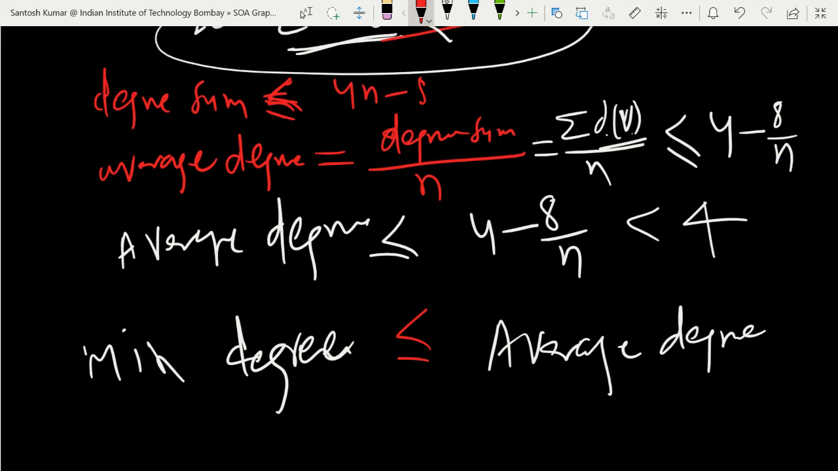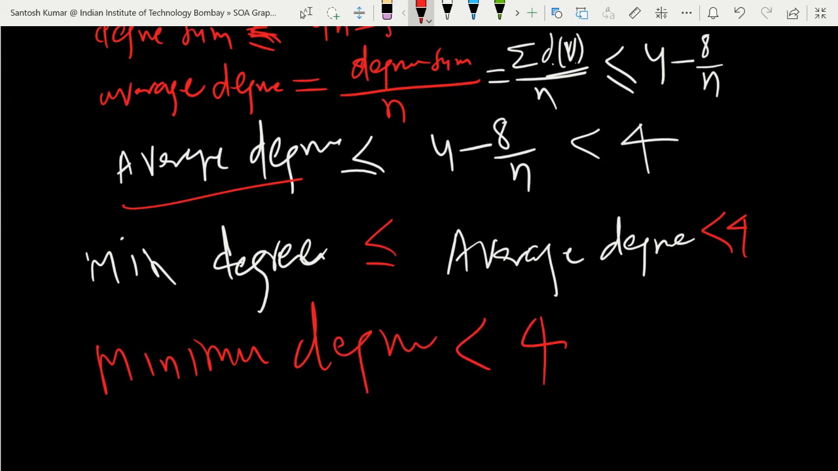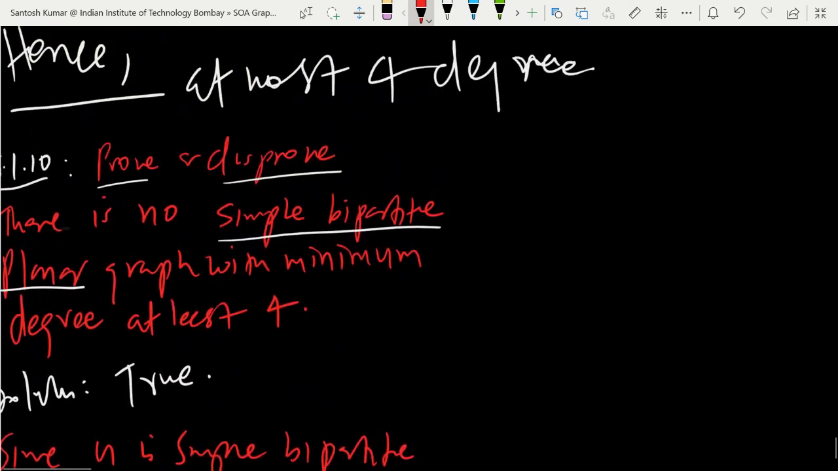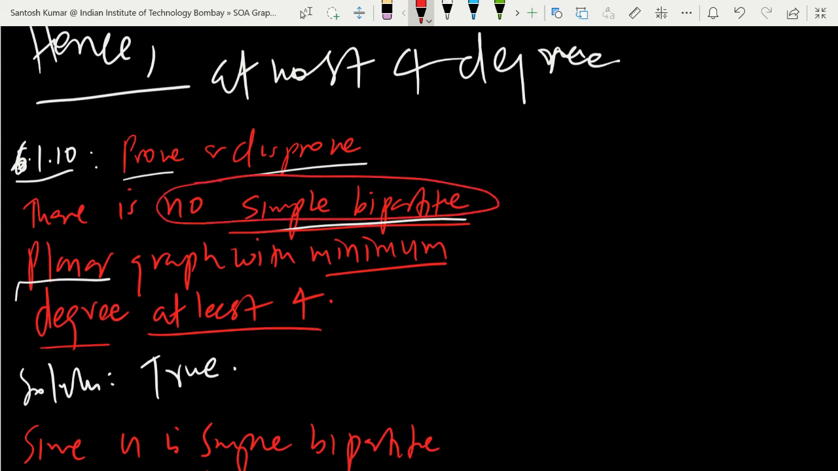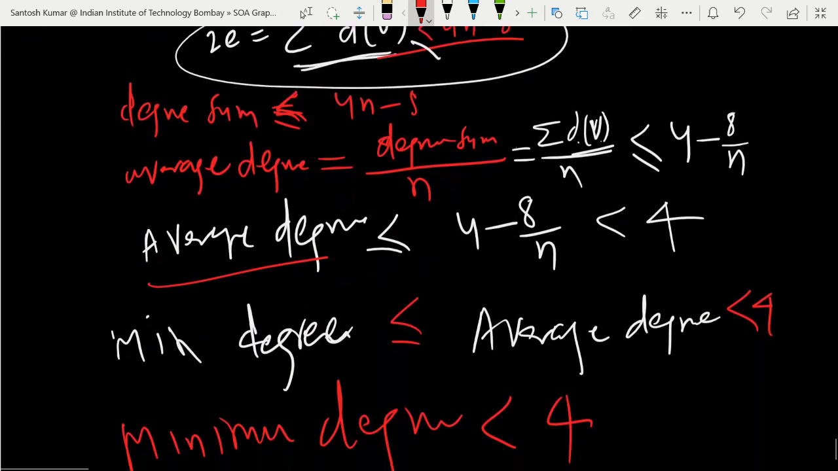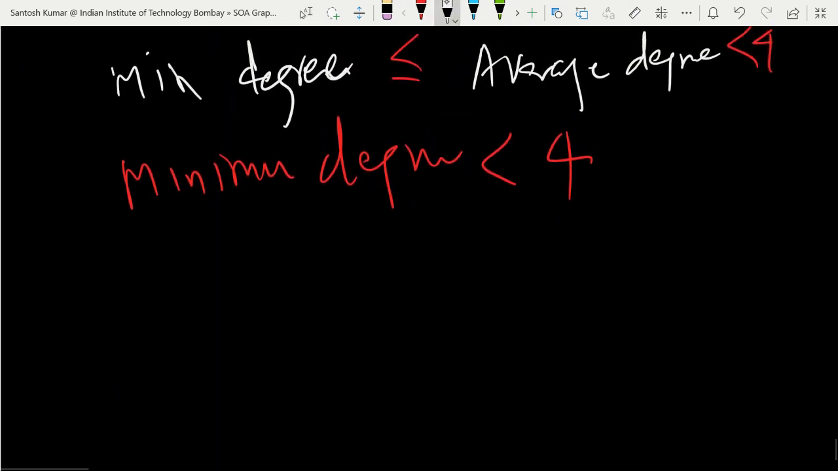And the average degree is less than 4. So what do you decide from here? That the minimum degree is less than 4, and that's what we wanted to prove. We wanted to show that in a simple bipartite planar graph the minimum degree cannot be 4 or more, so we have to prove there is no such graph. We proved that in every simple bipartite graph, the minimum degree is going to be less than 4.